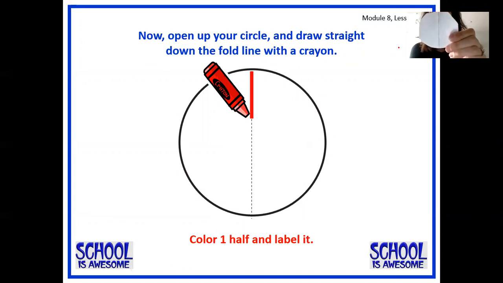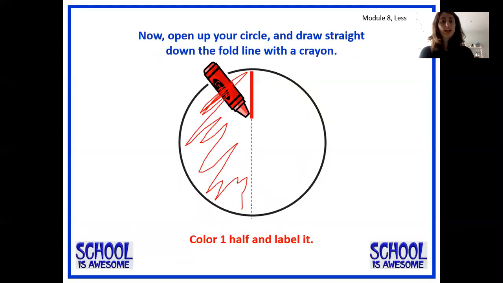Okay. So now that you've got a line drawn, I want you to color half of it. Color, color, color. That means just scribble. All I need you to do is scribble, right? All I need you to really do is something that looks like this. So you know this side is the shaded part and this side is the not shaded part, right?